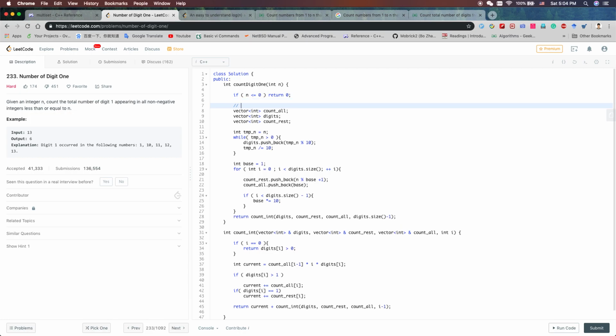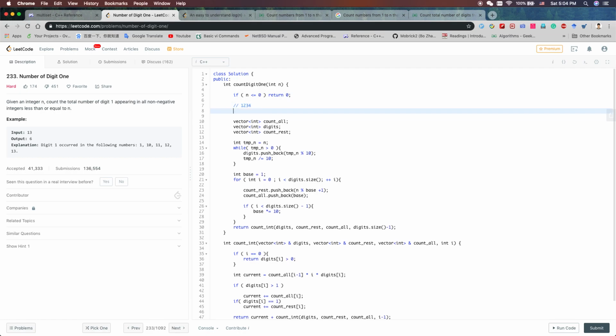For example, given an integer 1234, we can count the total number that contains 1 in the following way. First, we only need to look at the lowest base, the number in the lowest base. So we look at the number 4. In the number 4, there is only 1 number that contains digit 1, which is 1, right?